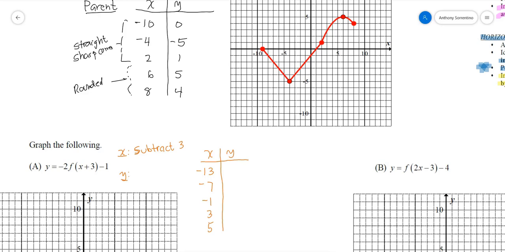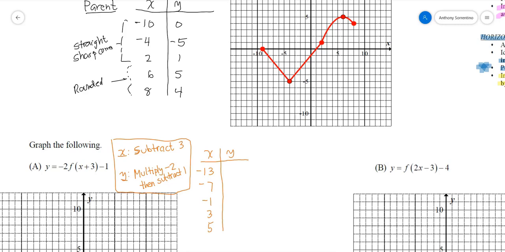The Y coordinates are affected by things outside of parentheses. I see a multiplication of negative 2. I see a subtraction of 1. That's what's going to happen to my Y coordinates. It's going to happen in that order because that's the order of operations, which I obey outside the parentheses. So the Y's, each one of them are going to get multiplied by negative 2 and then subtracted by 1.